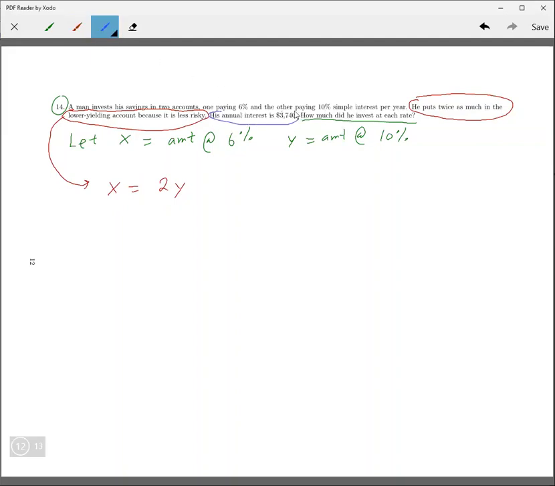The second one comes from here. The annual interest is $3,740. Now, this is earning 6% over the year, so the interest from this first one will be 0.06 times X. The interest from the second one will be 0.1 times Y. And that adds up to $3,740.